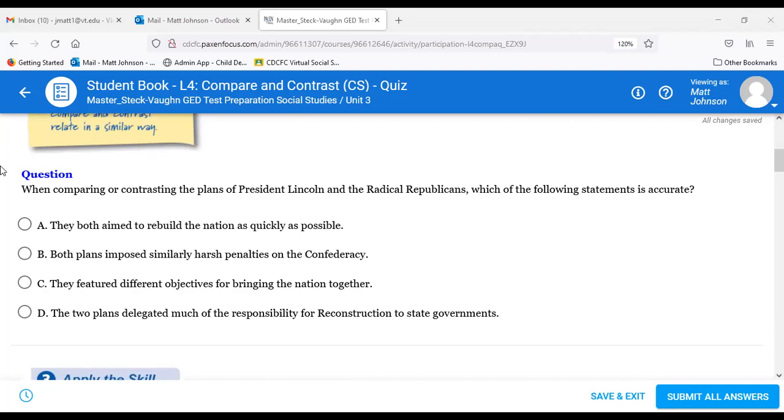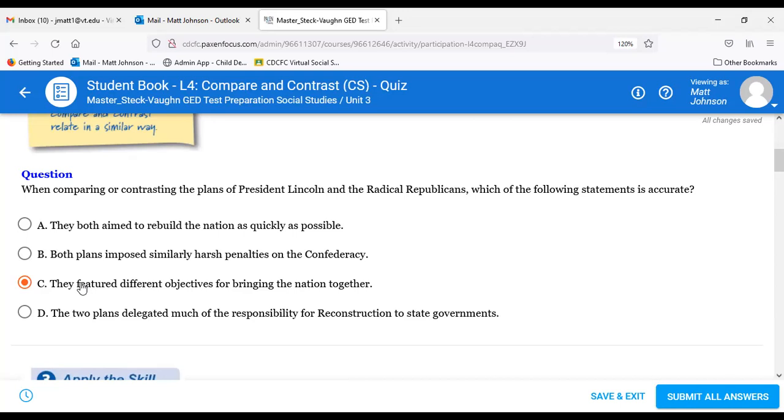Yeah, different strategies, right? Different objectives. We're bringing the nation together somehow. I don't know, considering where we're at in 2021, the Radical Republicans may have had an idea there, but as far as bringing the nation together, Lincoln is looking at something less harsh. Exactly, right? It's less harsh, and at the time, I'm sure it seemed that way.